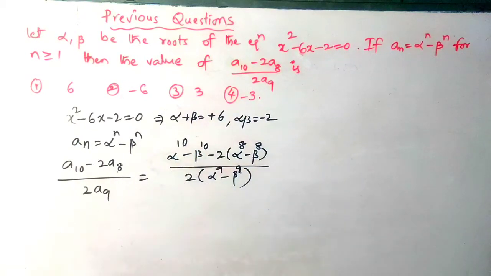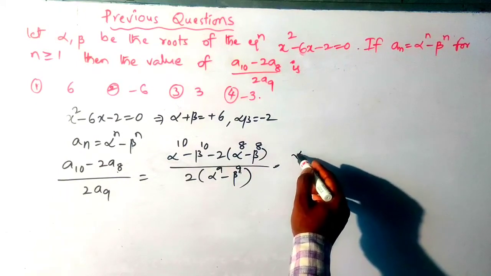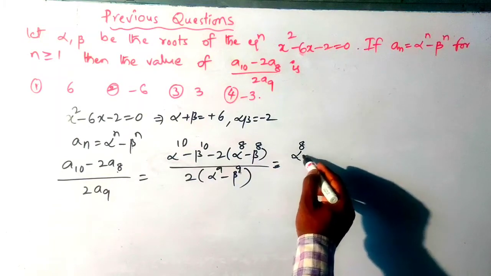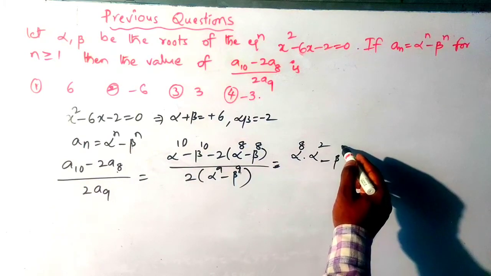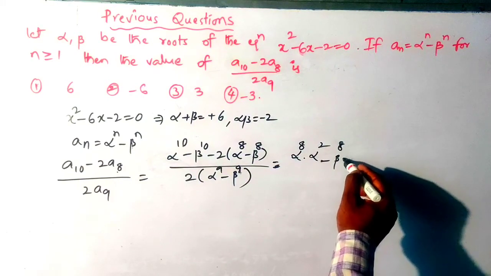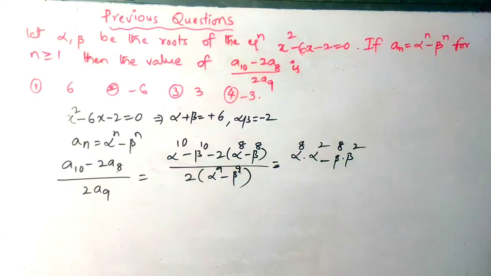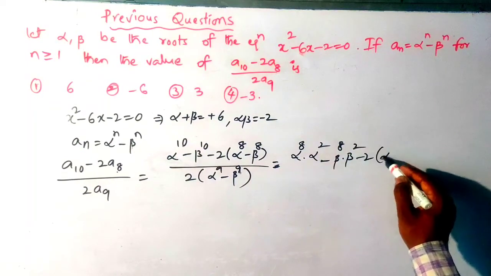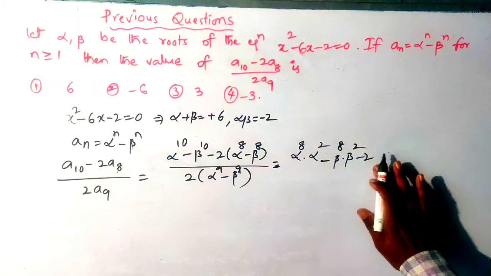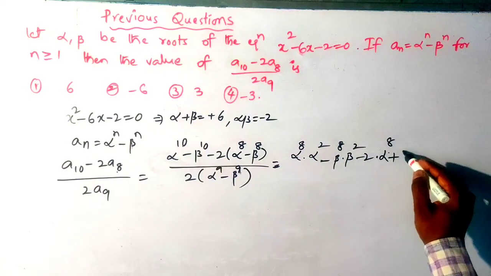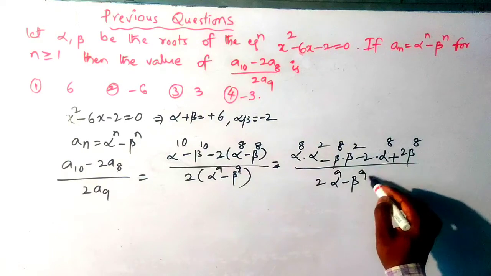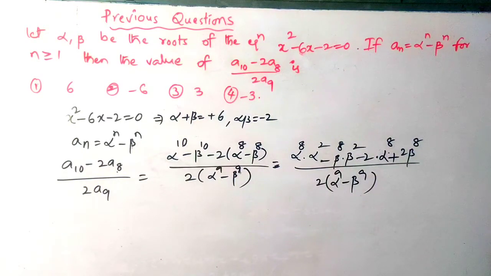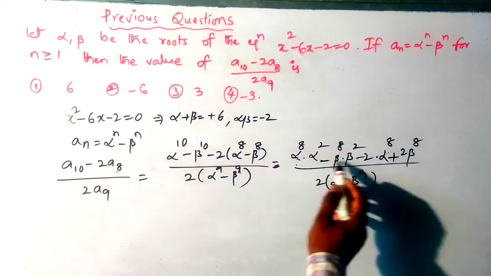See here, alpha power of 10 is there. Alpha power of 10 can also be written as alpha power 8 into alpha power 2, minus similarly beta power 10, which can be written as beta power 8 into beta power 2. Then minus 2 of alpha power 8 is minus 2 alpha power 8, plus 2 beta power 8, divided by 2 into alpha power 9 minus beta power 9. Observe this one, alpha power 8 is there.